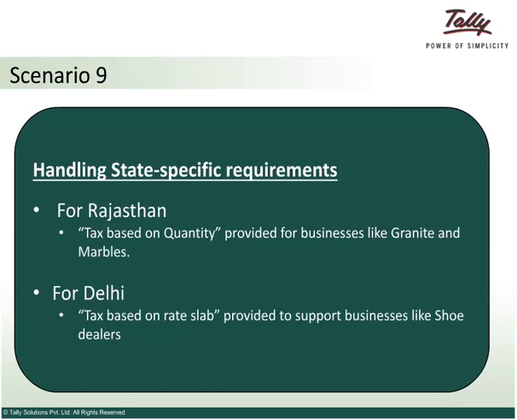Release 5.0 has been uniquely designed to handle some state-specific requirements. For Rajasthan, tax based on quantity is provided for businesses like granite and marble, where tax is calculated as per square feet of marble or granite. Similarly, in Delhi, tax based on rate slab has been provided to support businesses like shoe dealers, where VAT is 0 if the rate of shoes is below Rs 500. However, there is a specific tax percent, which is charged on shoes whose rate is above Rs 500 per pair. Let us see how this requirement has been handled in Tally.ERP 9.